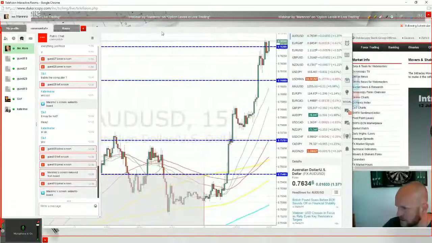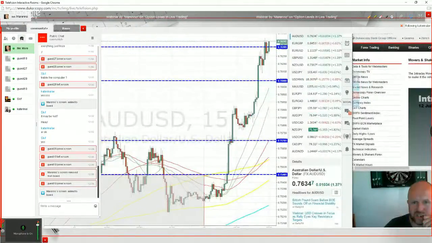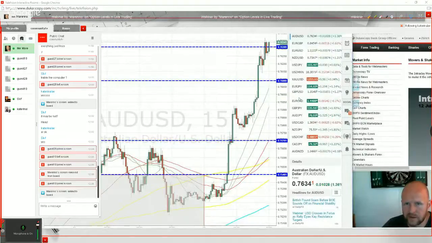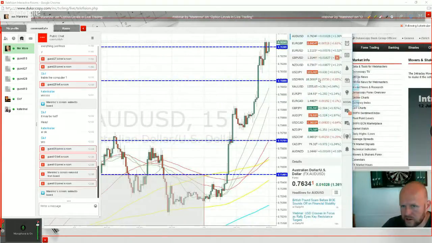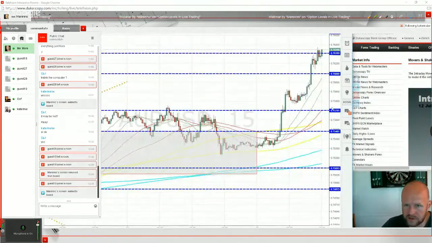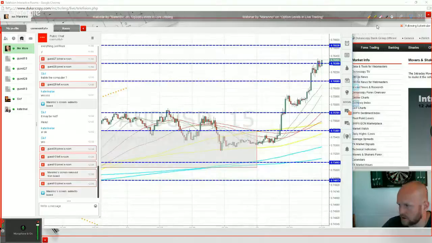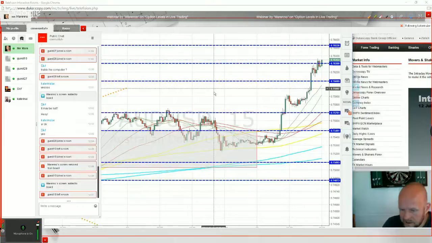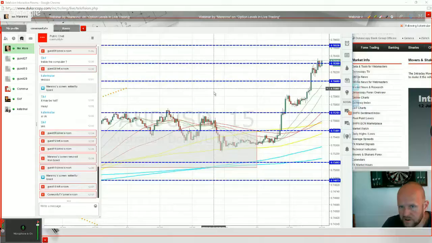All right, so let's have a look at what we have with Aussie dollar. Again, to check the option levels, you can just log into Dukascopy community and find my blog there, and you'll see them all. And I'm sharing with you intra-session levels, so it might be a bit more interesting, a bit more stuff to do.